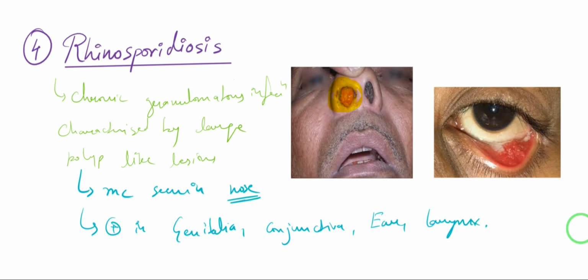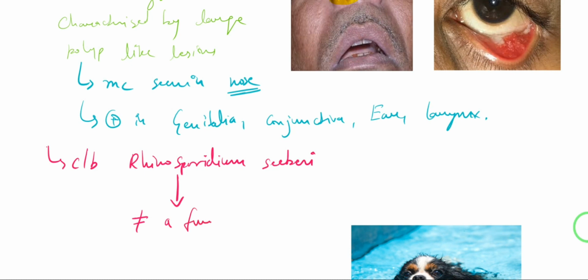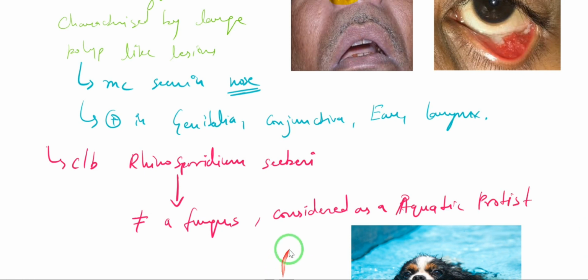Now, who is the organism causing this trouble? It is Rhinosporidium seeberi. And it is, guys, not a fungus anymore, but we still study it here. It is caused by Rhinosporidium seeberi, which is not classified as a fungus anymore. It is now considered an aquatic protist organism, and if it is an aquatic protist, where is it going to be found? Obviously in a water body.